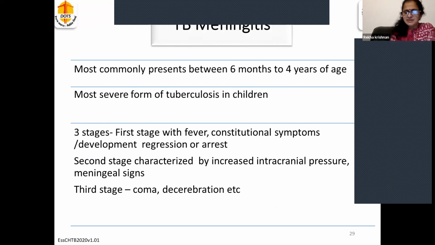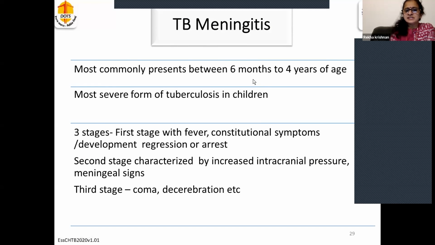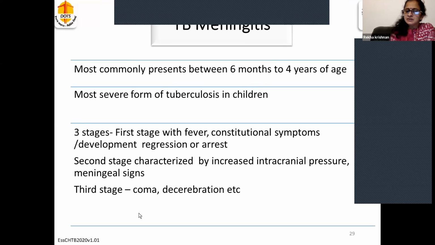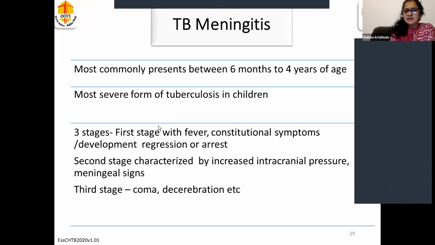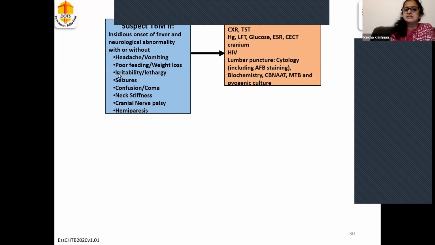Coming to TB meningitis, this is the most severe form of tuberculosis in children. When there is a florid case of meningitis, everybody will suspect and diagnose it. But there are 3 stages, and in the first stage there will be only fever, constitutional symptoms, lethargy, irritability, and maybe, in a small child, developmental regression or arrest. In such a situation also you have to think about tuberculous meningitis and work up for the same if needed. That algorithm for diagnosis is already discussed in the national program.